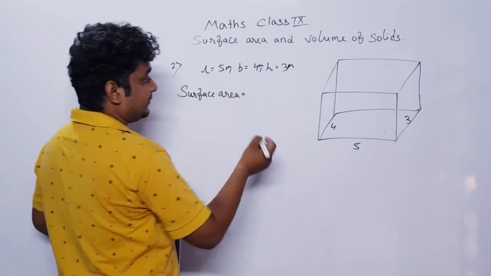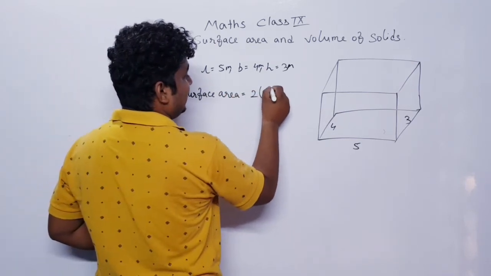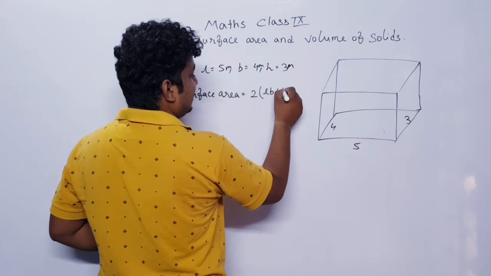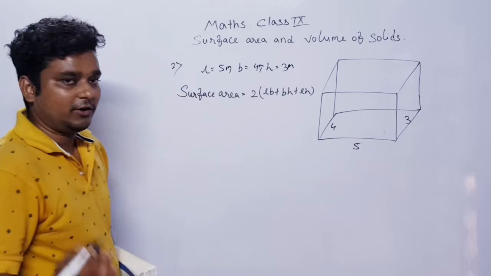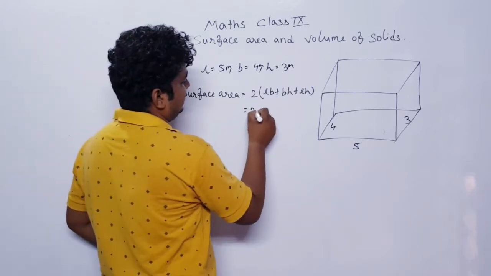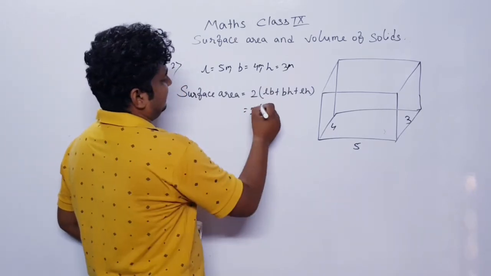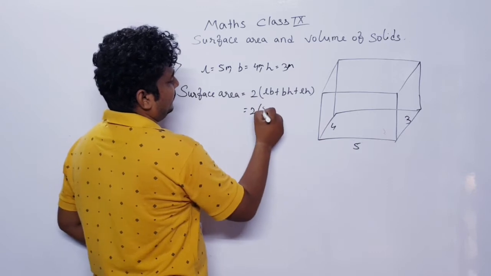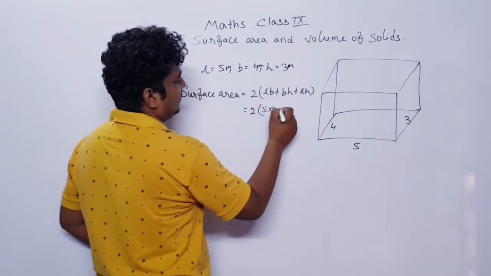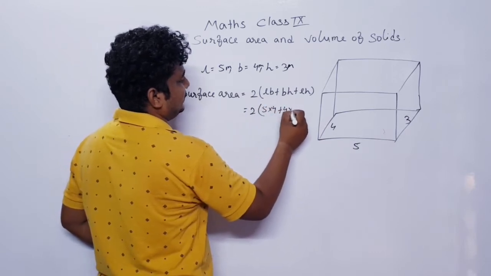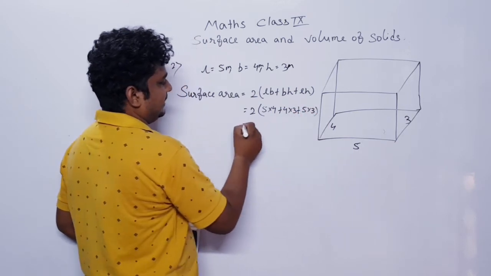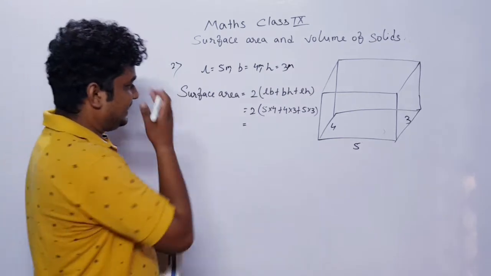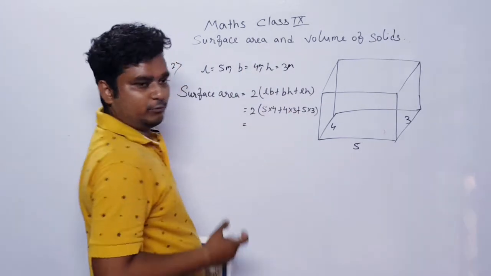Formula for the surface area: 2 into (length times breadth plus breadth times height plus length times height). So this was the formula. Here, what is length? Length is 5, so 5 into 4 plus 4 into 3 plus 5 into 3. Clear with this? We have mentioned all the things and put the values over here.